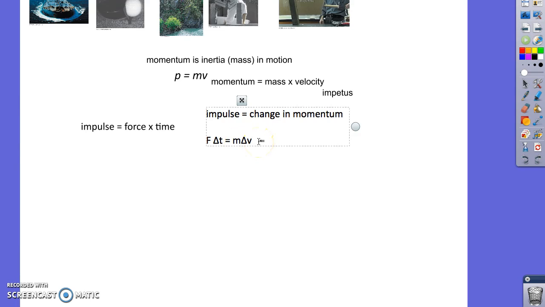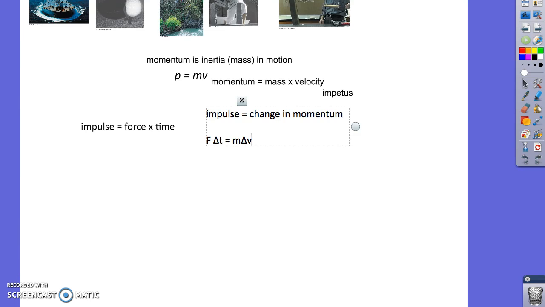So the bigger the impulse, the more change in momentum there will be. The longer the time we apply the force, there will also be a bigger change in the momentum. This is known as the impulse momentum relationship. In other words, these two are related according to this formula. If you increase the force, it's going to increase the change in momentum. If you increase the time that you apply the force, that's going to increase the change in momentum also. So that is known as the impulse momentum relationship.